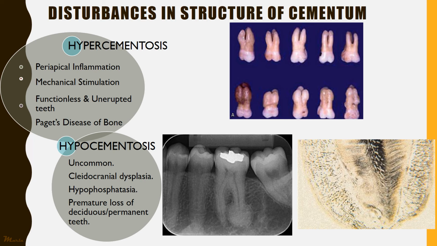Functionless or unerupted teeth may also result in increased cementum production. Paget's disease is a pathology which is commonly associated with generalized hypercementosis. Hypocementosis, on the other hand, is a rare and uncommon anomaly. It is usually associated with cleidocranial dysplasia or hypophosphatasia. Hypocementosis generally results in premature loss of deciduous or permanent teeth.